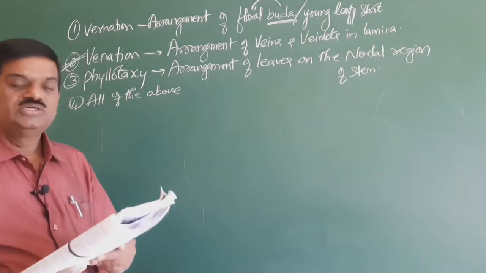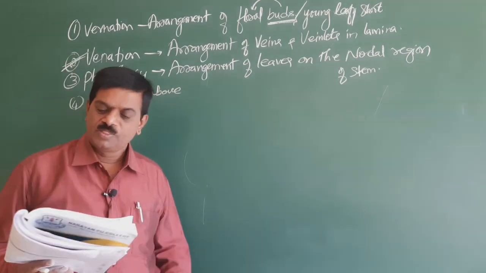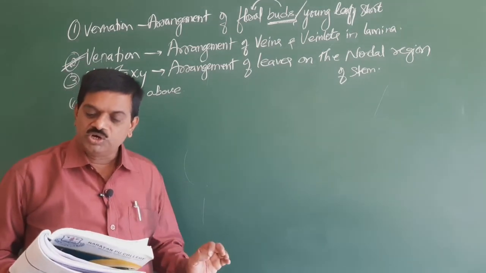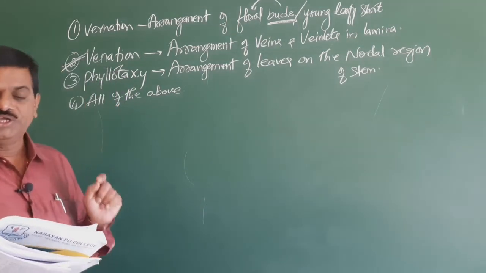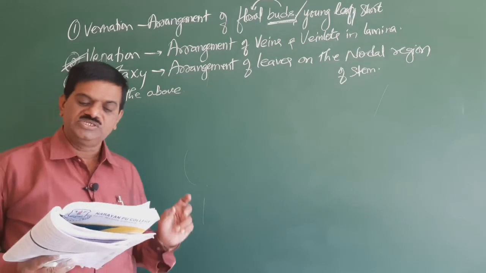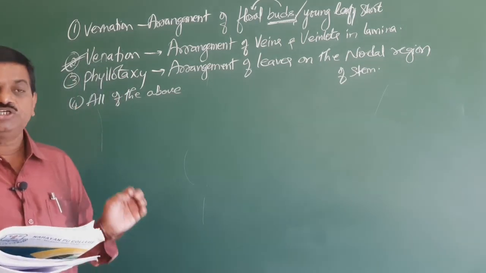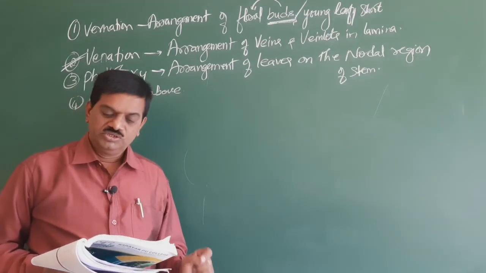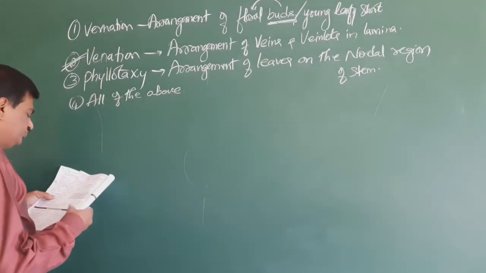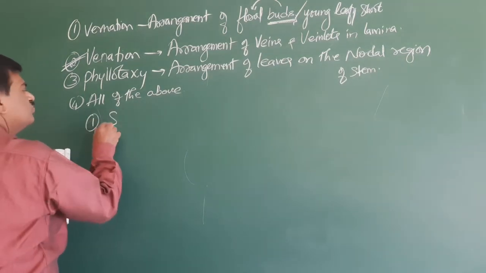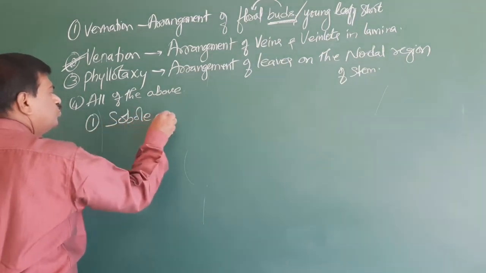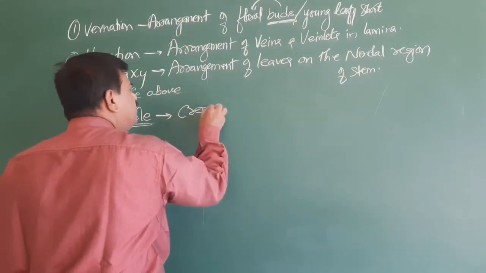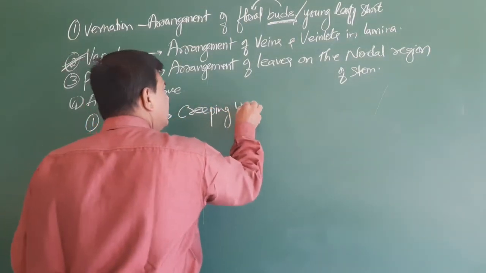So we go for the 42nd question. A stem with distinct solid nodes and hollow internodes is, I'll repeat this, a distinct solid node and a hollow internode. This is present in. The first option is stolon. This stolon is nothing but a creeping underground stem.